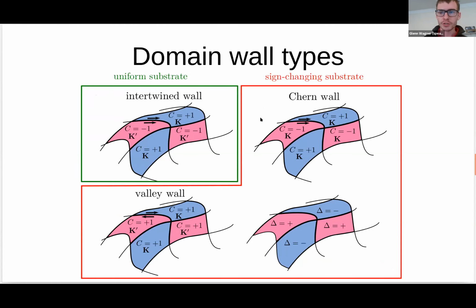So let me just summarize these three types of domain walls that we found. First of all, I talked about the intertwined wall, where we have Chern number and valley flipping across the domain wall. Because the Chern number flips, we have these co-propagating gapless modes. On the other hand, for the sign changing subset, we have two possible solutions: the valley wall, where the valley flips but the Chern number doesn't. This leads to counter-propagating modes at the boundary. Or we have the case where the Chern number flips but the valley doesn't. Again, we have some co-propagating gapless modes.